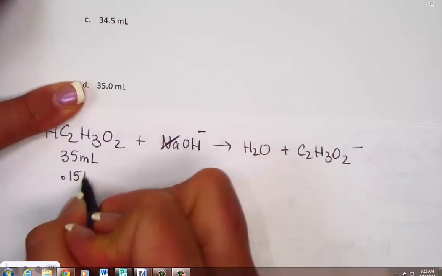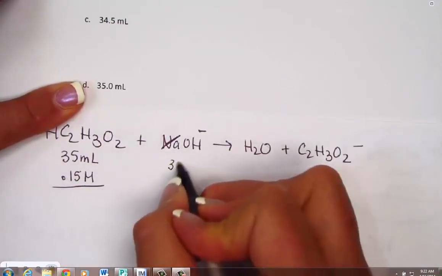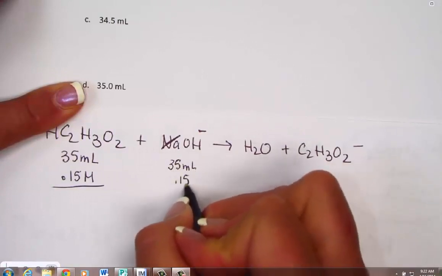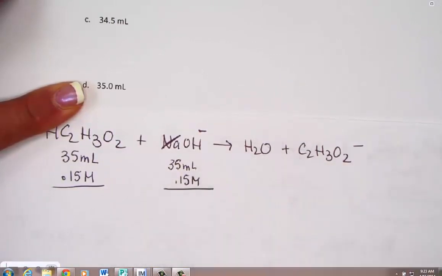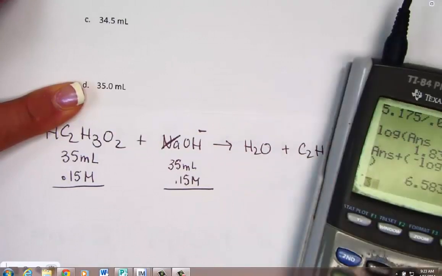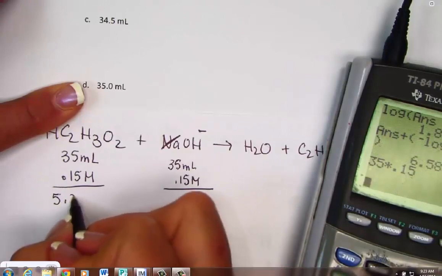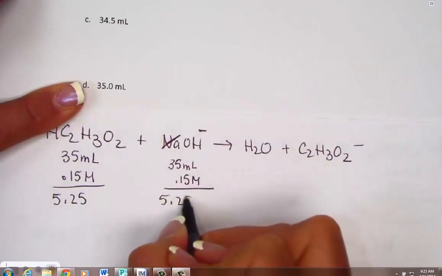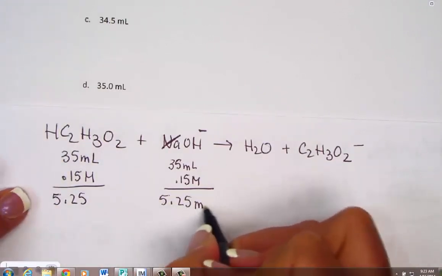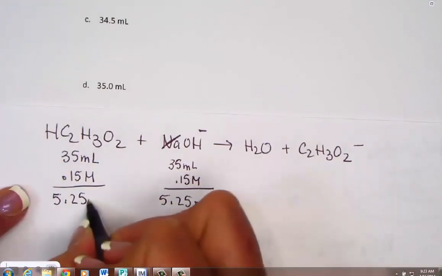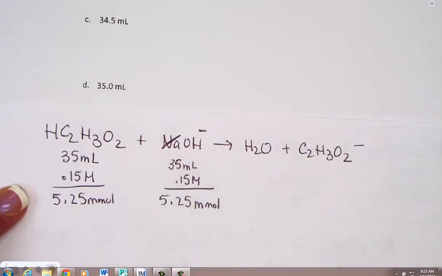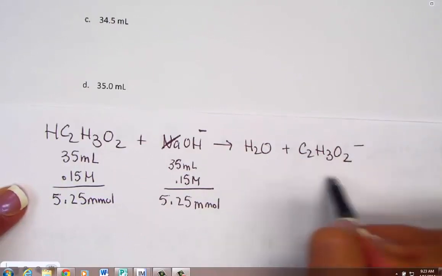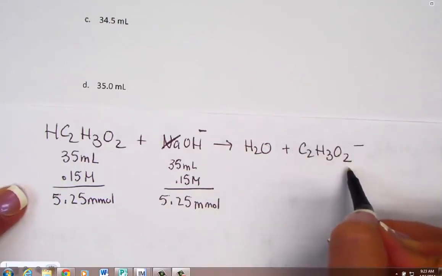35 mLs of a 0.15 molar, and we have 35 mLs of a 0.15 molar. We have the same number of millimoles. I don't remember, so I'll hit it again. 5.25. And that's the same for both, isn't it? But it's not, let me repeat 1,000 times, it's not going to have a pH of 7 as a strong versus strong does, because we have the influence of this conjugate base.